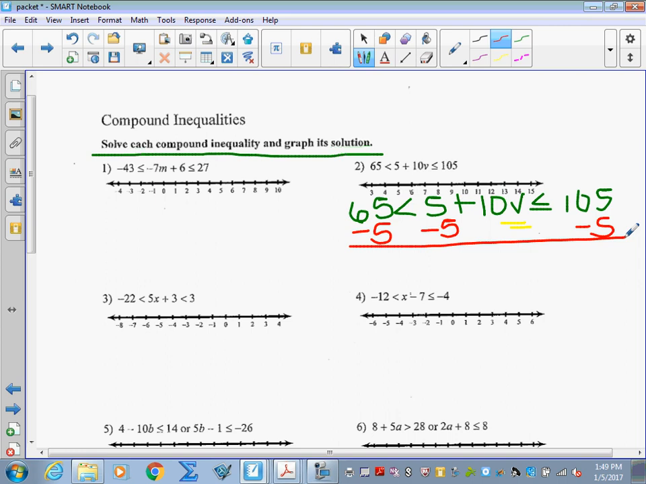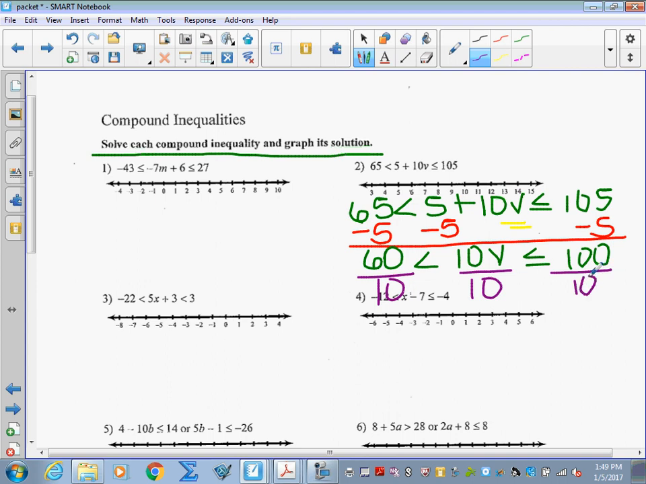Okay, and then we just go ahead and do the subtraction. So 65 minus 5 is 60, is less than 10v, is less than or equal to 100. So what do you think I should do next to get rid of that times v? Everybody. Divide by 10. Okay, so we're going to divide by 10 in the middle, on the left, on the right.